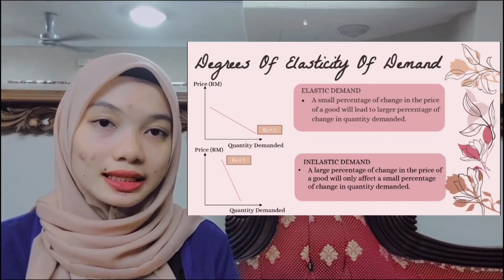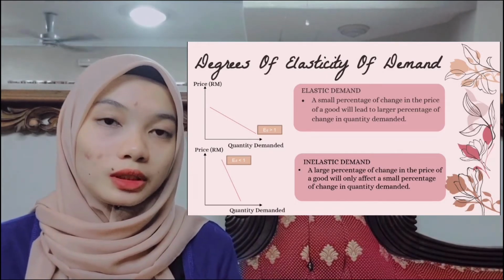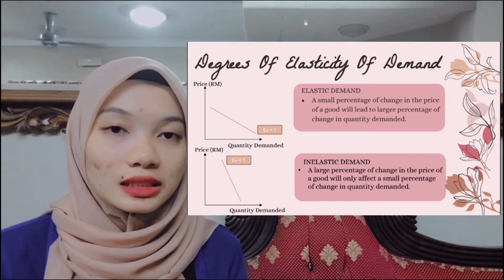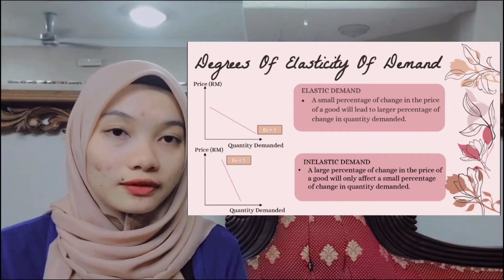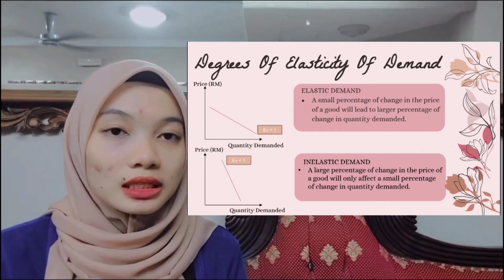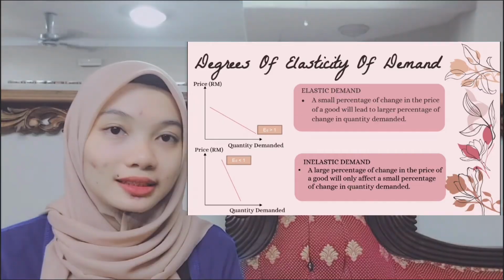The second one is inelastic demand. ED will be less than 1. It means that a larger percentage of change in the price of a good will only affect a small percentage of change in quantity demanded.